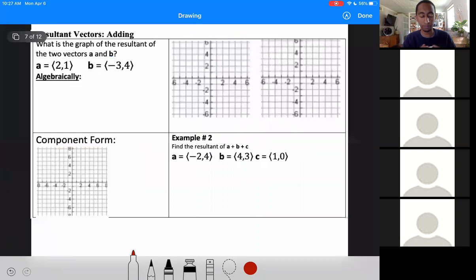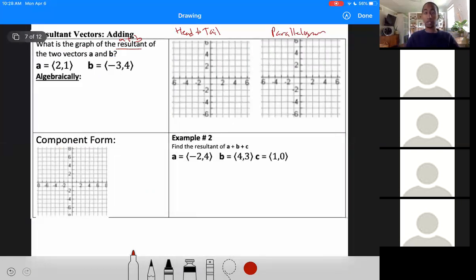So let's look at an example, and it'll make a little bit more sense if that was confusing for you. This question says, what is the graph of the resultant of the two vectors a and b? So it's asking for the graph of the resultant, which is a plus b. Okay, so we're going to try the two methods. Over here, I'm going to do a head to tail method, and over here, I'm going to do the parallelogram method.